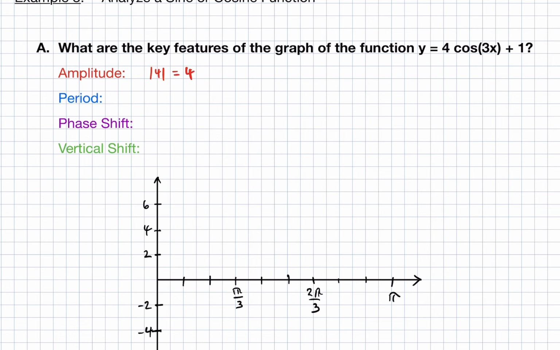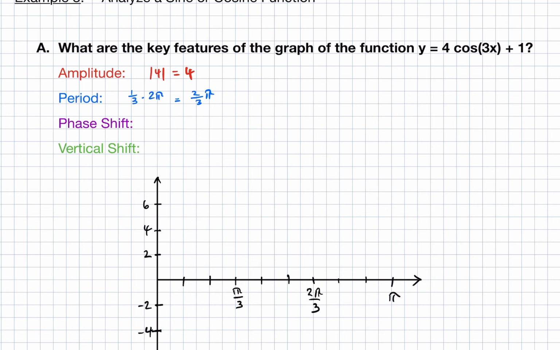And then the period, we want to look at the value just before the x, okay? Here we have a 3. So to identify the period, we're going to take the reciprocal of 3, which is 1/3, and we're going to multiply that by 2 pi. And that gives us 2/3 pi as our period.